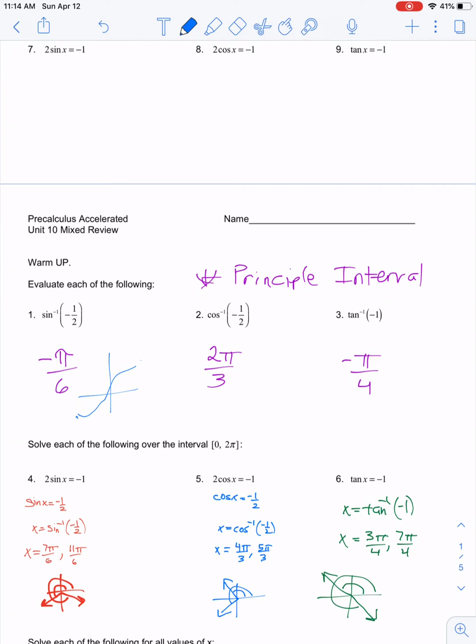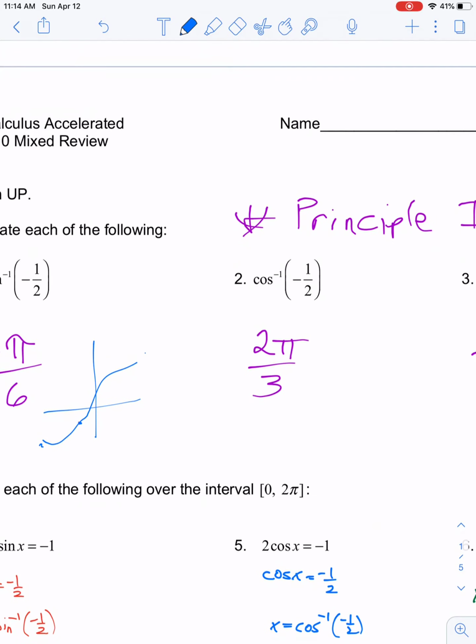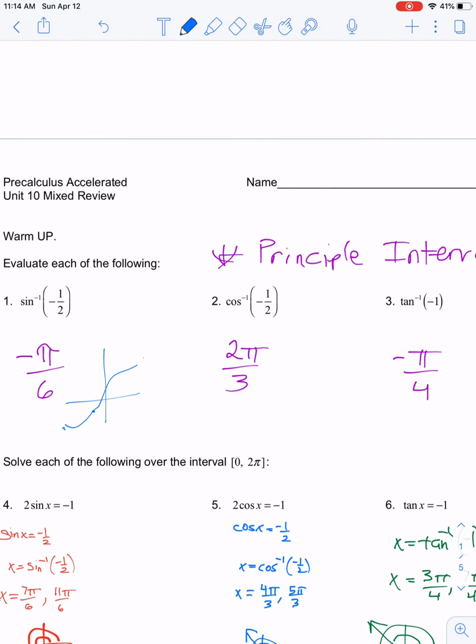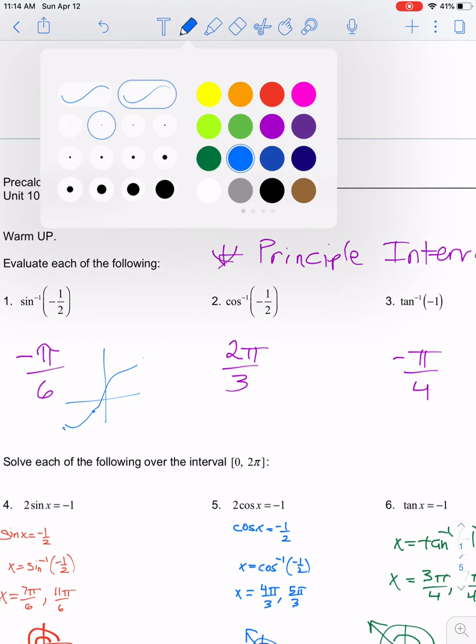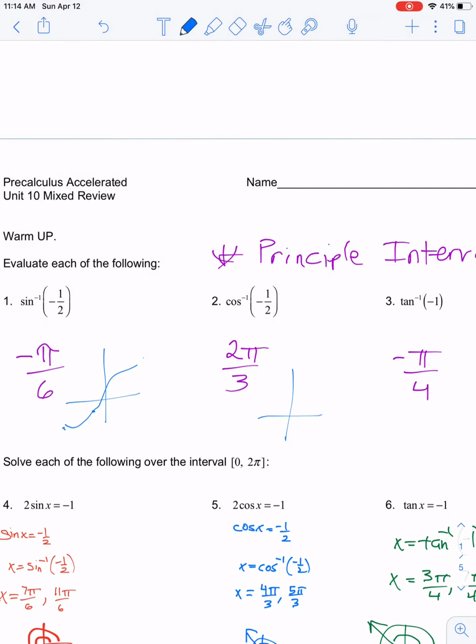So that angle, if I zoom in, would be about right here. That angle has a sine of negative 1/2. Cosine's different. That's the restricted graph for cosine inverse. Thus, we would use values from 0 to pi. So 2 pi over 3, which would be about right there, maybe right here, has a cosine of negative 1/2.